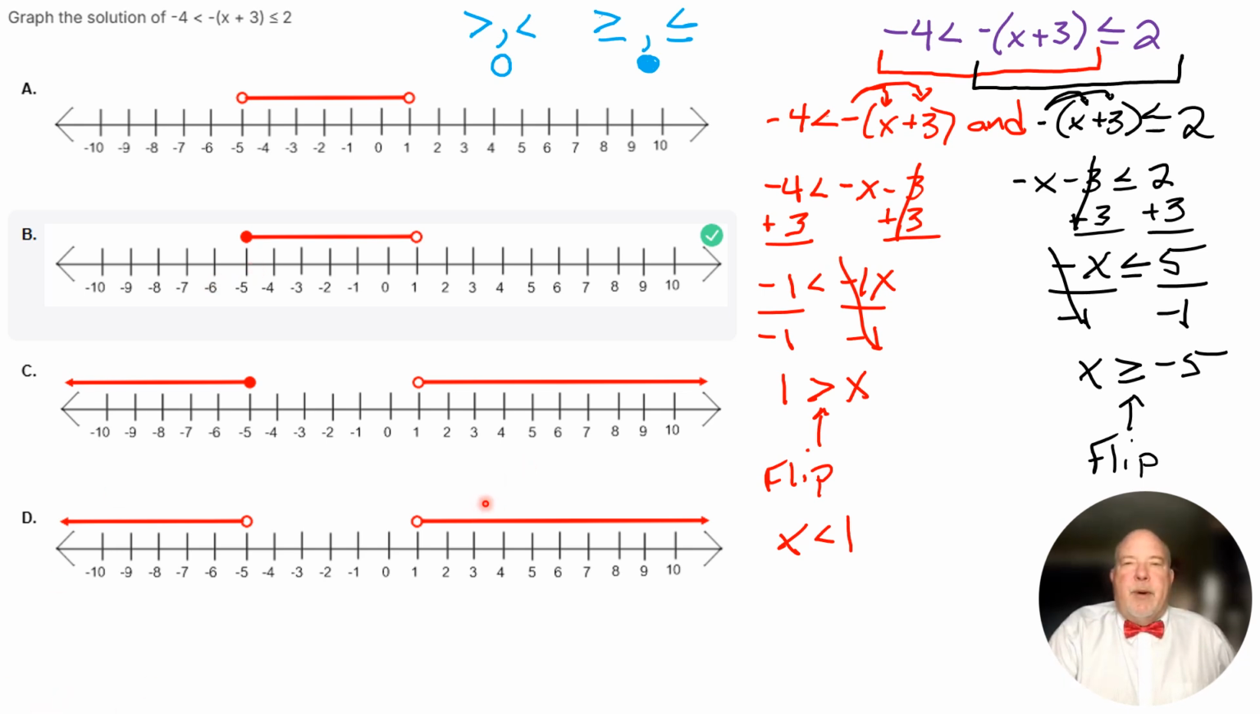So a lot of work in that problem, a lot of chances to make mistakes, but just keep practicing, keep working hard, and you will master the math.